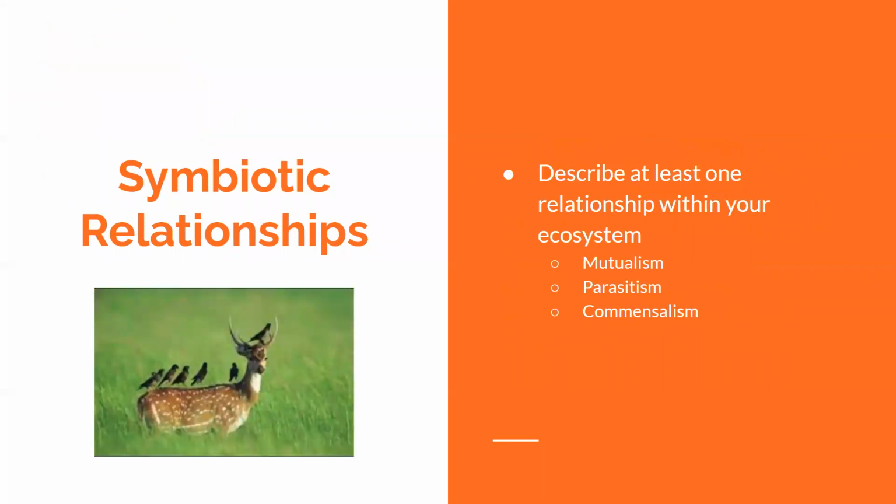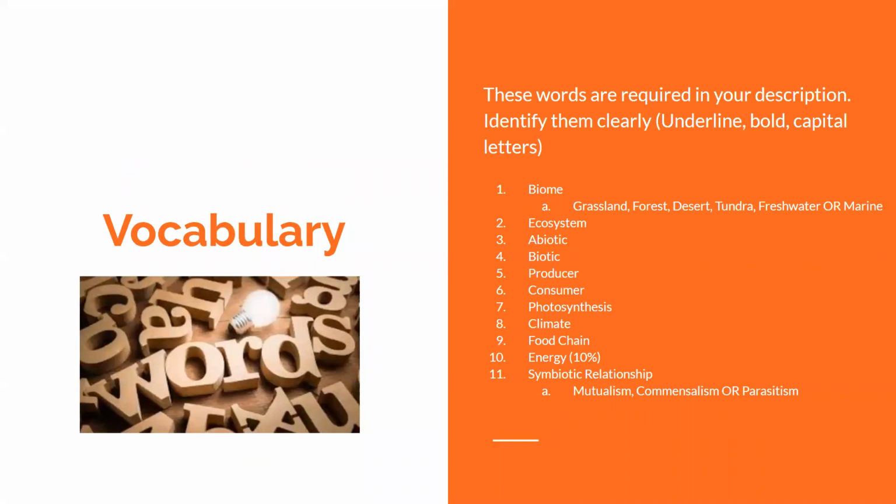We also need you to describe one relationship within your ecosystem. We just talked about this late last week, and we talked about mutualism, parasitism, and commensalism. And you should know what those mean. Those are on your vocabulary sheets. Mutualism is where both animals or biotic factors benefit from that relationship. Parasitism is where one is hurt and one is benefited, and commensalism is where one benefits and the other is unaffected. So you need to describe that relationship, what the animals are that are in that relationship, and what type of relationship it is. So this is super important.